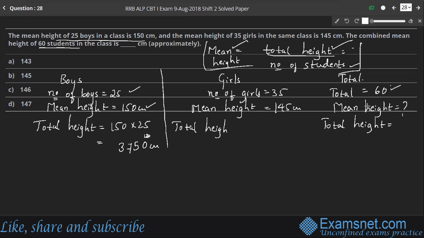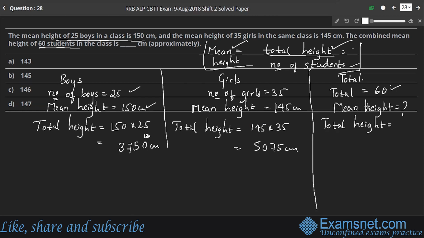whereas the total height of girls in the class is equal to mean into number of girls, 145 into 35. So direct multiplication, you will get 145 into 35, right? So 35 into 5 and 35 into 4. Yes, you will get 5,075 centimeter. 5,075 centimeter is the total height of girls in that class.